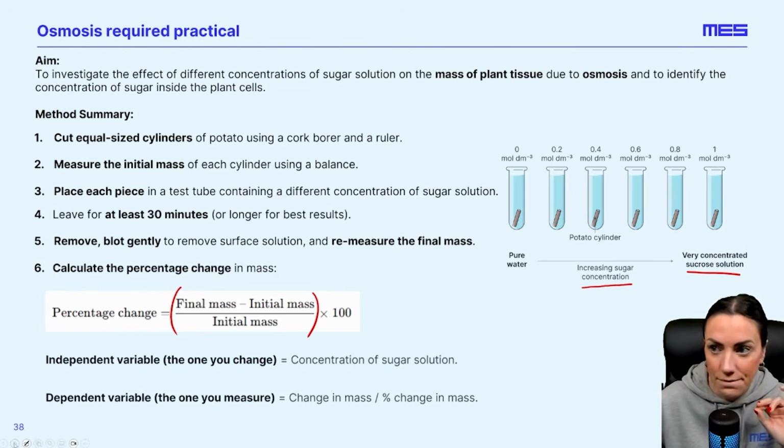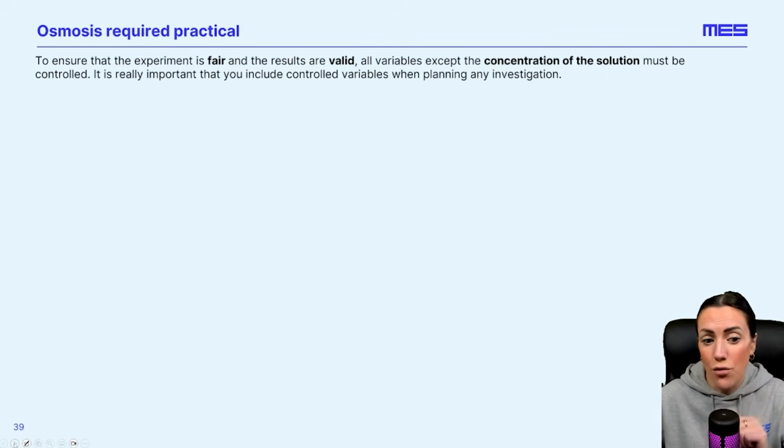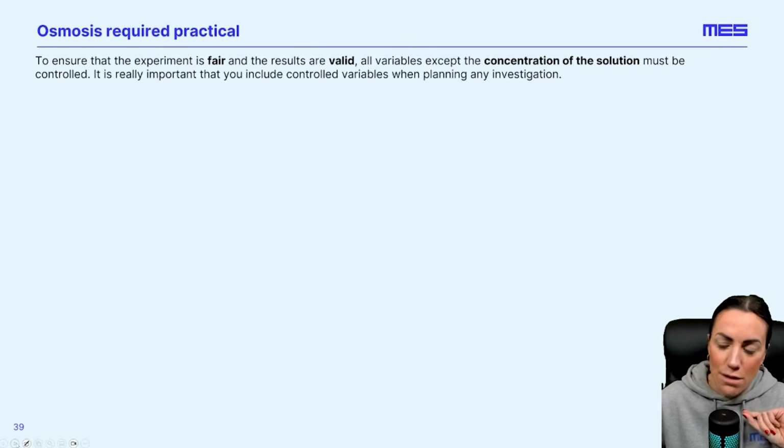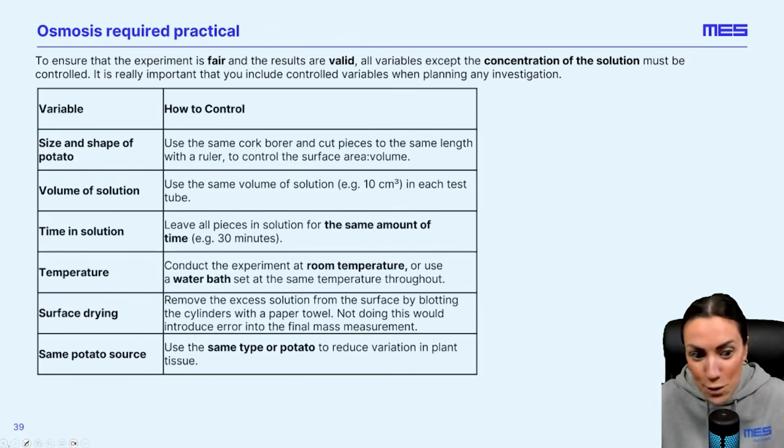Now, to ensure that the experiment is fair and the results are valid, all variables except the concentration of the sugar solution must be controlled. And it is really important to include any control variables if you are asked to plan an investigation in an exam. We want to be certain, don't we, that it is the concentration of the solution that is causing those differences in the change in mass and not something else that we have forgotten to control, like one of them still had potato skin on or one of the cylinders was much bigger.